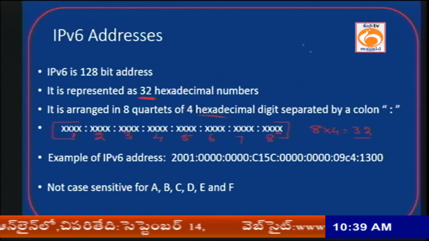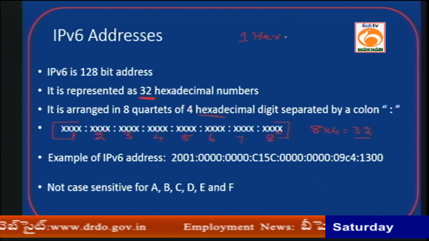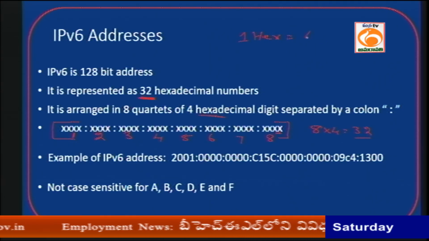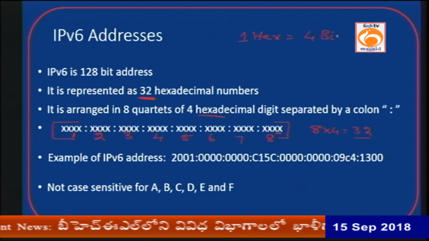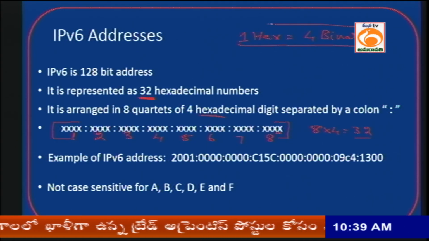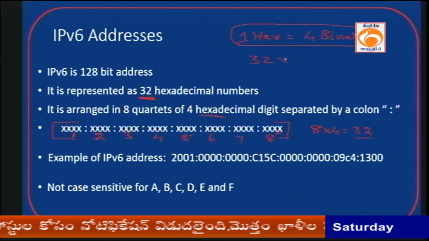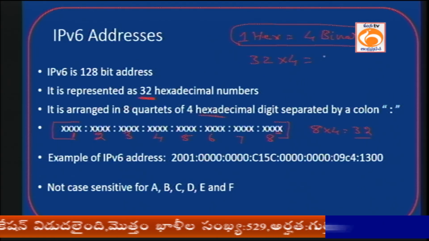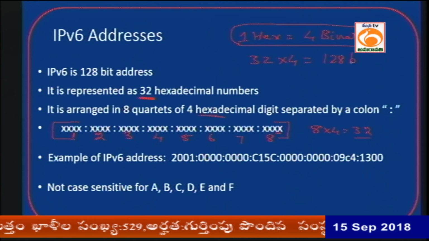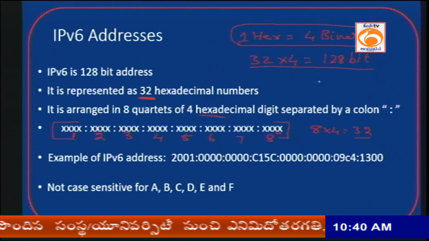And also there is a representation that one hexadecimal bit equals to 4 binary bits. One hexadecimal bit equals to 4 binary bits. And now we have 32 hexadecimal bits. So, 32 hexadecimal into 4, we get 128 bits, which is the actual length of the IPv6 address.